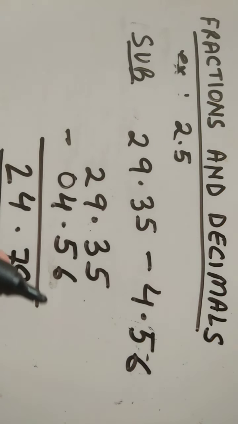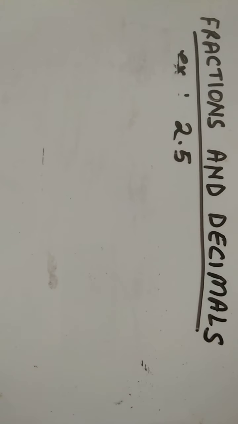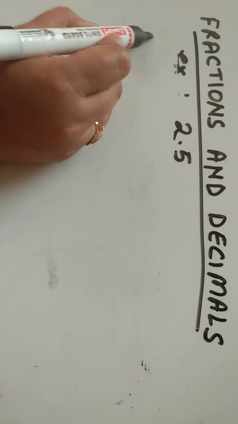So addition, subtraction and comparison, all these things we have discussed in the previous classes also. So these are all the summary. Yes, the next topic is place value.